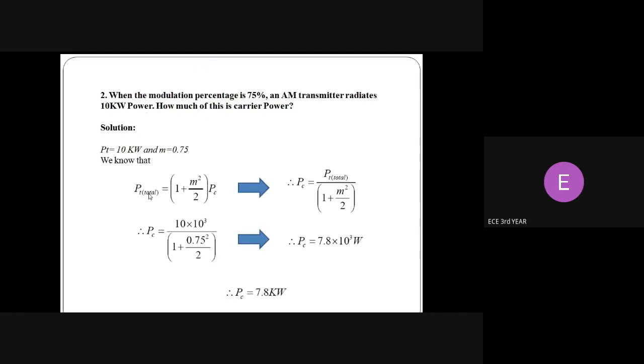In the next problem, we calculated the carrier power PC from the total power. Total power is the total power consumed to transmit the AM signal. So the AM signal's P total is equal to 1 plus M square divided by 2 into PC. PC is equal to P total divided by 1 plus M square divided by 2, where P total is 10 into 10 to the power 3, and 1 plus 0.75 whole square divided by 2, so PC is equal to 7.8 into 10 to the power 3 watts. From that, PC is equal to 7.8 kilowatts.